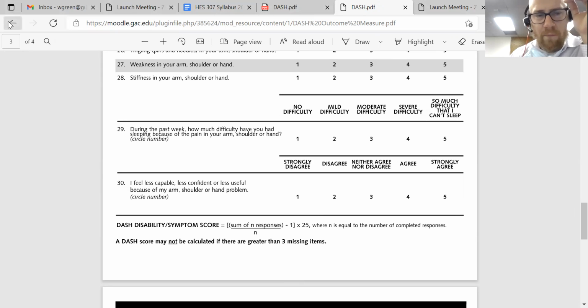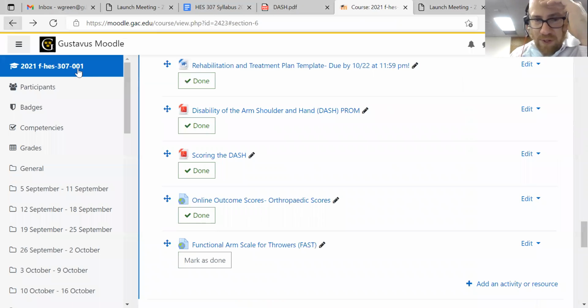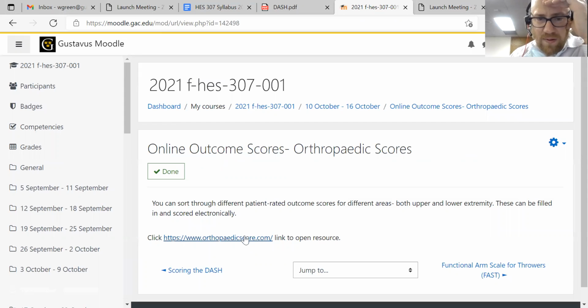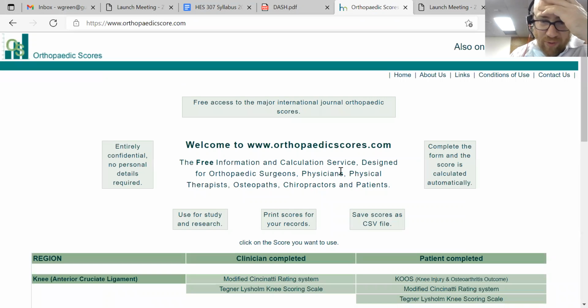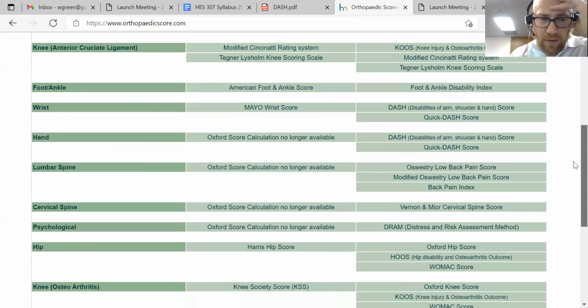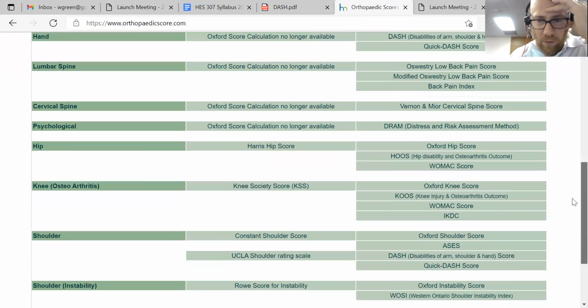Let's go back to Moodle. You can actually do this online. I've supplied a website for you guys, orthopedicscores.com. So we'll click this. Here's the cool thing about orthopedic scores. We're going to scroll down and find the DASH. It's got it divided up by body region for us. There's the shoulder.